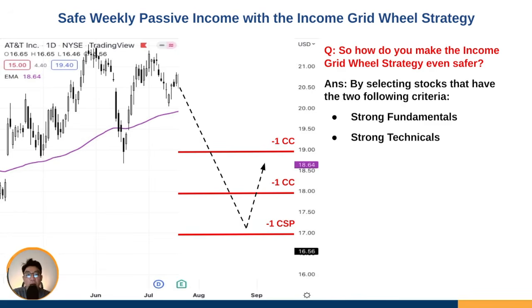Well, the answer is by selecting stocks that have the 2 following criteria, right? This is what I look for when I'm doing the income grid wheel strategy. Number 1, you want to look for strong fundamentals. That means we want to have fundamentally good stock. And then we also want to have strong technicals. So this is what we want to look at on the chart. And I'm going to get into each of them right now.